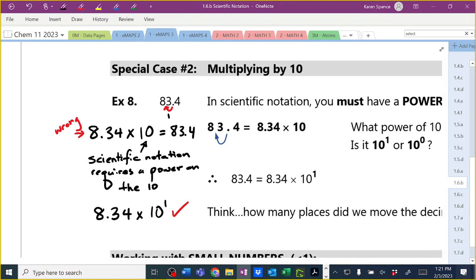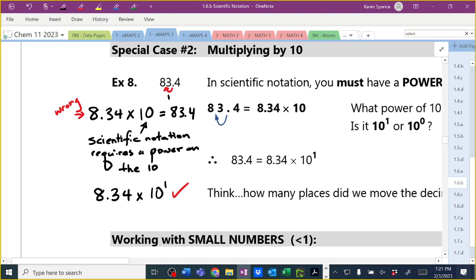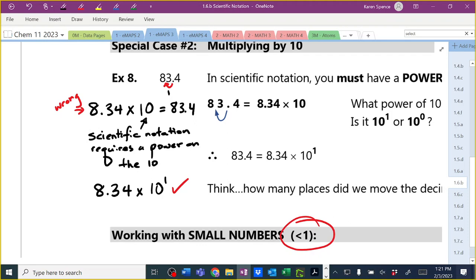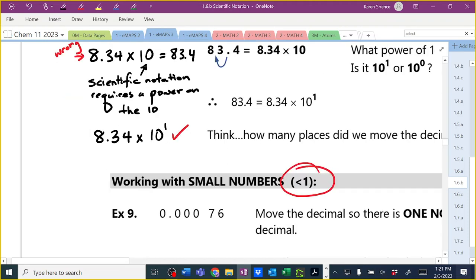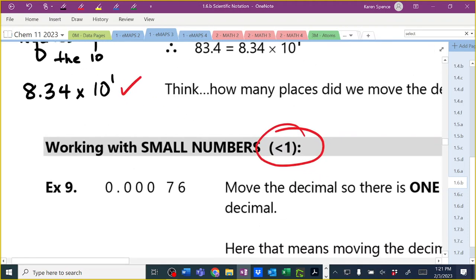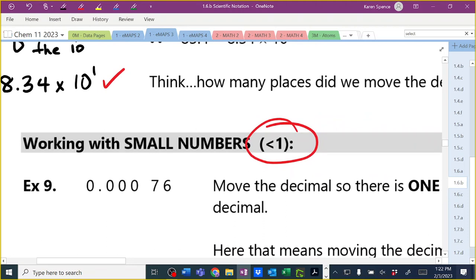Small numbers. Small numbers are those numbers which are less than 1. So we were dealing before with numbers that are bigger than 1. Now we're dealing with numbers that are smaller than 1. So we're going to have some 0.00 stuff going on. But once again, we're not doing anything really differently until we get to the exponent. We are still moving our decimal until there's one non-zero digit.